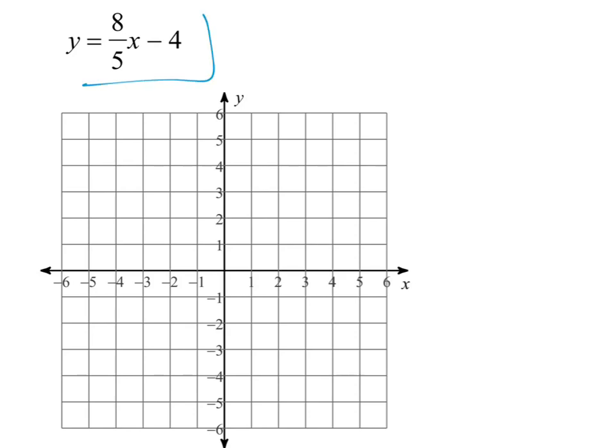So if I see an equation like this, y equals 8/5 x minus 4, I need to start by plotting the y-intercept. My y-intercept in this case is -4. So I'm going to put a dot on -4 on my y-axis. It is called the y-intercept because it's where it hits the y-axis. They match. And next I'm going to use my slope here of 8/5.